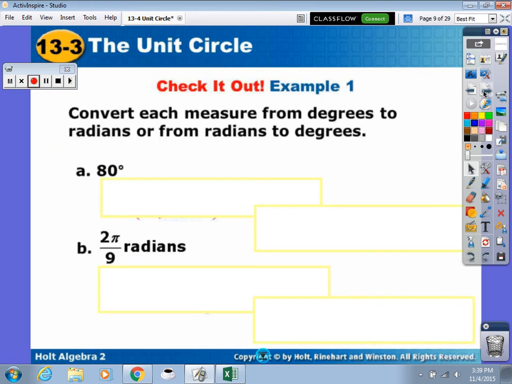Okay, here's a chance for you to practice converting from degrees to radians or radians to degrees. Please pause the video, resume when you're ready to check your answer.